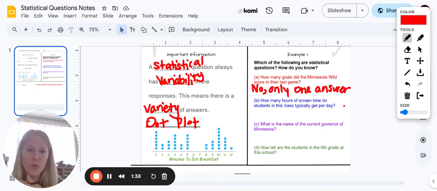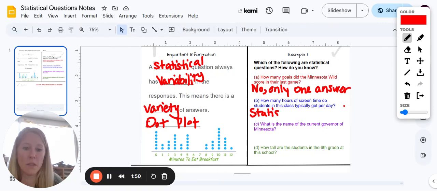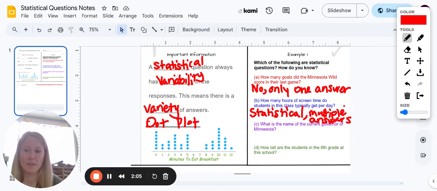B, how many hours of screen time do students in this class typically get per day? Well, if you asked all the students in our class, we would get a variety of different answers. So this is statistical. B is statistical because there's multiple answers.